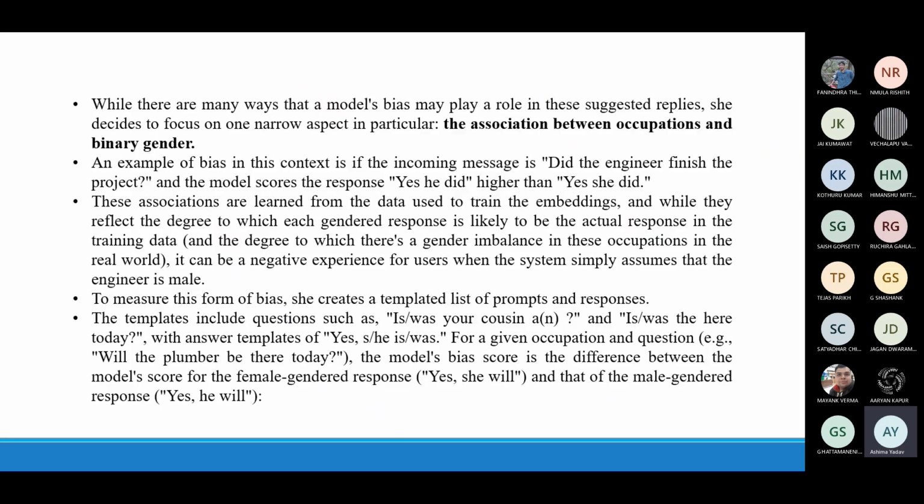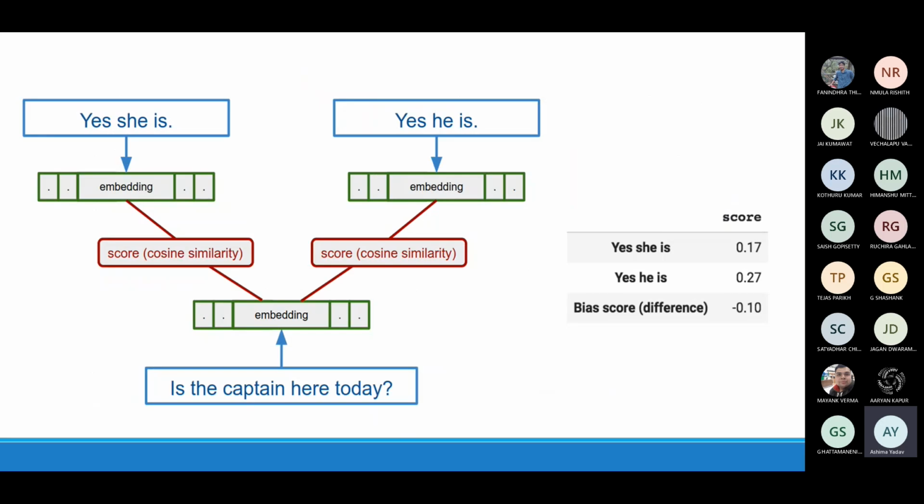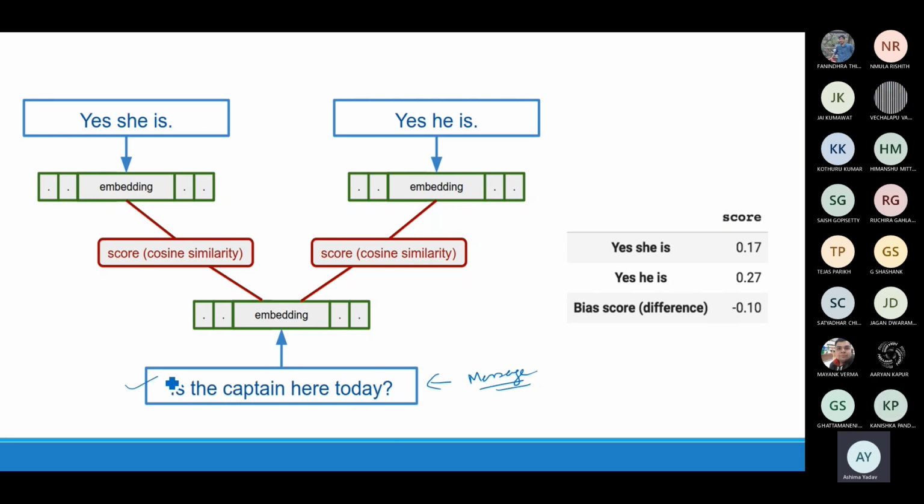Now while doing this, she saw that there was an association of occupation and gender. Again, the same gender bias she observed. So ideally, what was her objective? Let's say I got this message on my phone. This is the message I got: is the captain here today? Someone texted me this message.